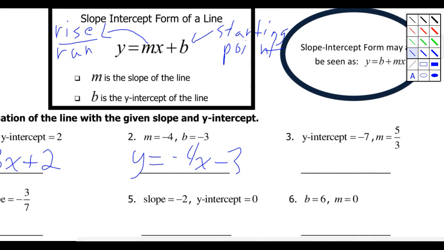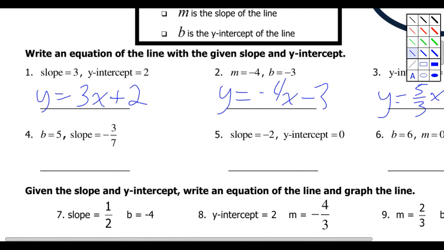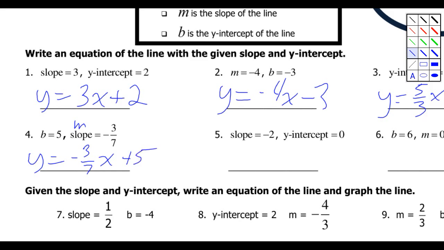Number 3. Make sure we know what order we're looking at. Y equals m. Well, m is 5/3 in this case. X, y equals mx plus b. So, minus 7. Nothing to it. Number 4, y equals mx plus b, again. So in this case, m, or the slope, is negative 3 over 7. X plus b, so plus 5. So make sure you don't lose the minus signs in there.